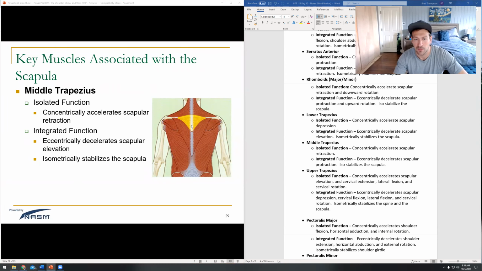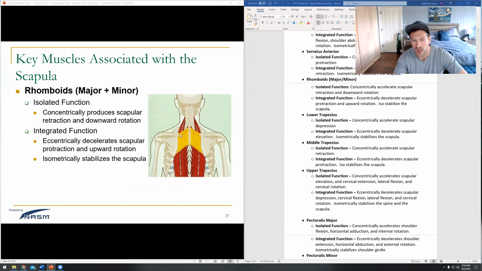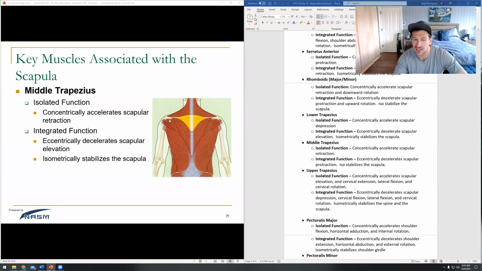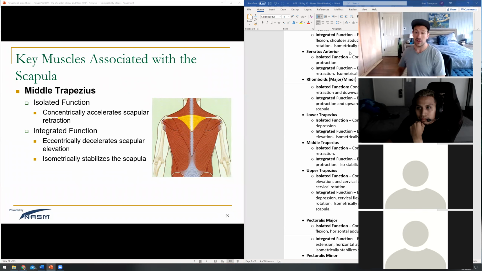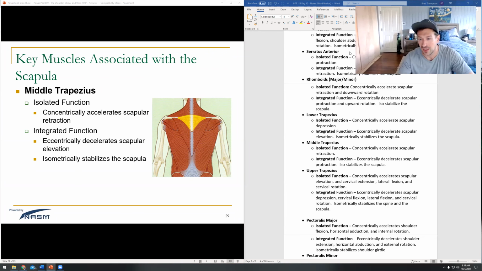It works just like the rhomboids. See the rhomboids here? They're attached to this whole inner ridge. Middle trapezius, not so much. It's grabbing the spine, just like the lower traps did. But it works with the rhomboids to do scapular retraction. So if the lower fibers pull down, the middle fibers pull back. What do you think the upper fibers are going to do? So that's scapular retraction. Again, we need way more scapular retraction in our clients.